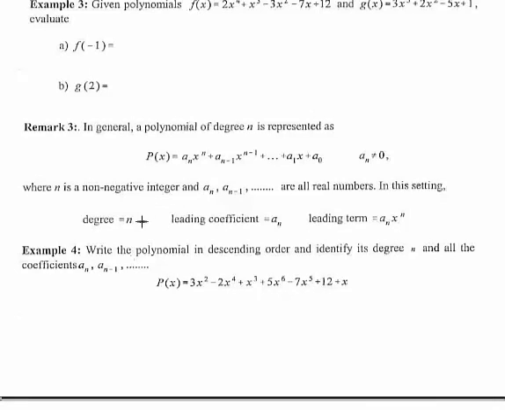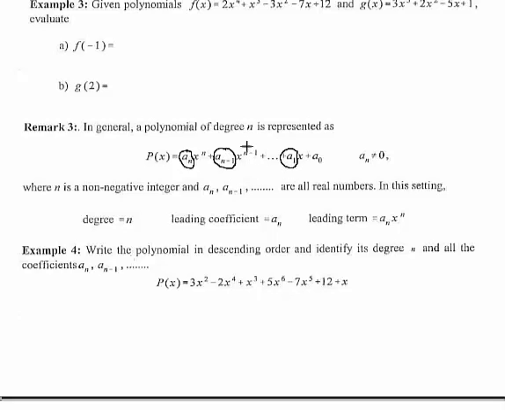At the bottom of the page, we have remark number 3. And what does it say? A polynomial of degree n, in general, can be written this way. A sub n is the coefficient of the highest or the leading term, the term with the highest exponent. A sub n minus 1 represents a single number. This is a coefficient, as a sub n was a coefficient. And then a sub 1.